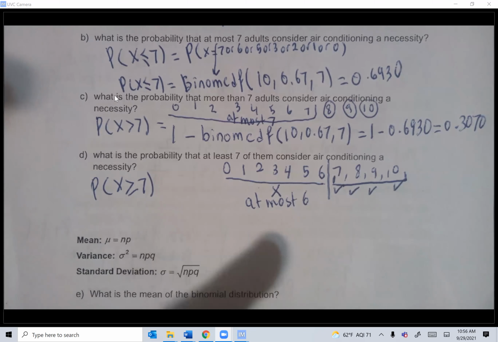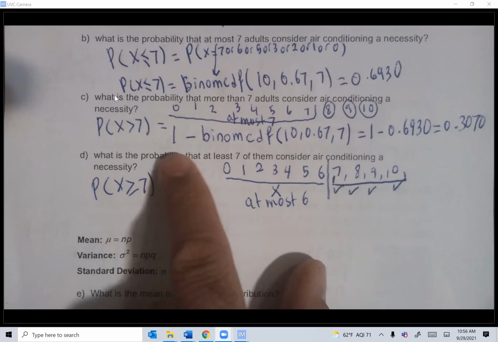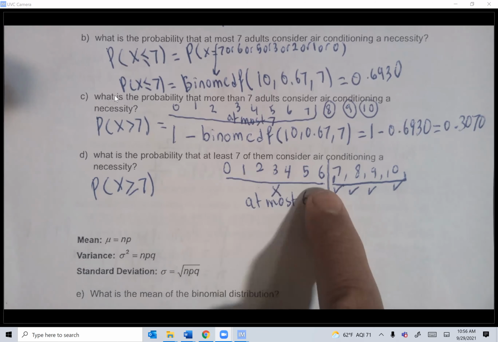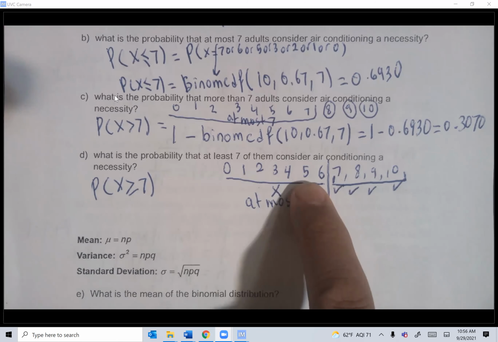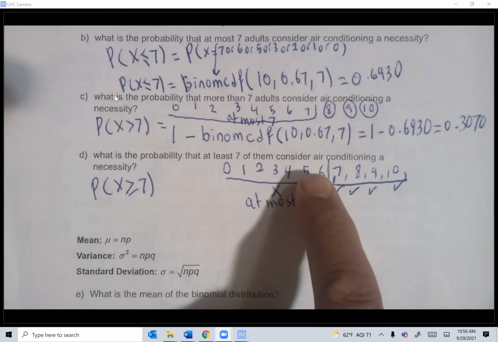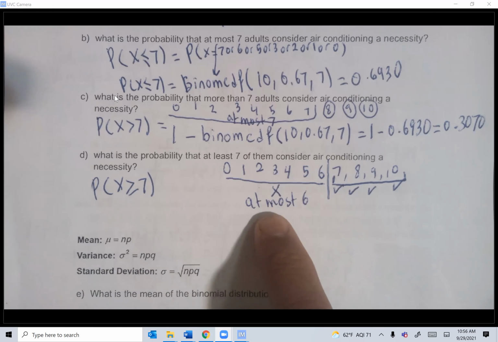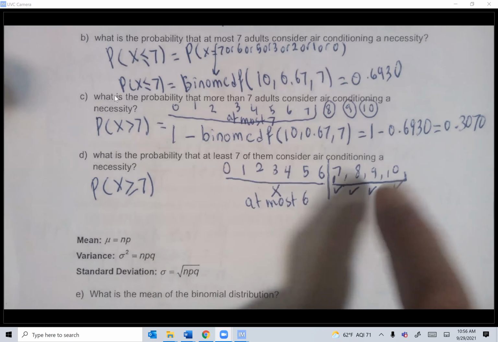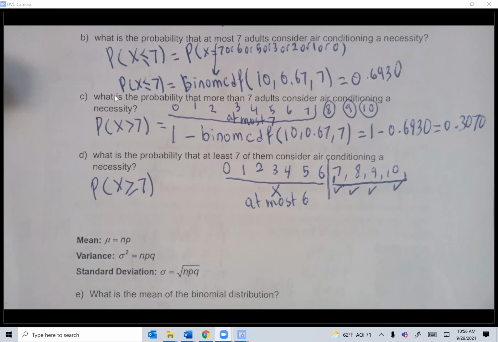And the reason why I said I want to find this, not what he's asking me for, is that I can find it because it's at most 6. At most 6 means 6, 5, 4, 3, 2, 1, 0. If I find this, because I have a formula, the binomial CDF will allow me to find at most 6. Once I find this answer, guys, I can subtract it from 1 to find the remaining answer.